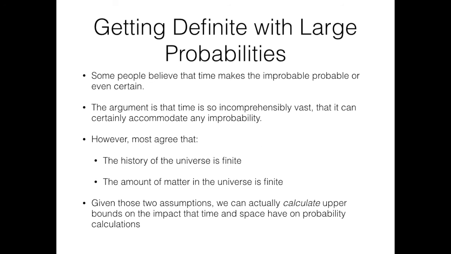So, as I mentioned at the beginning, the nice thing about math is that it allows us to be objective about these things rather than just dealing with our intuitions. Some people have the belief that time makes the improbable probable or even certain. So the argument is that time is so incomprehensibly vast that it can accommodate any improbability. However, most people agree that the history of the universe is finite and the amount of matter in the universe is finite. And given those two assumptions, we can actually calculate upper bounds on the impact that time and space have on probability calculations.